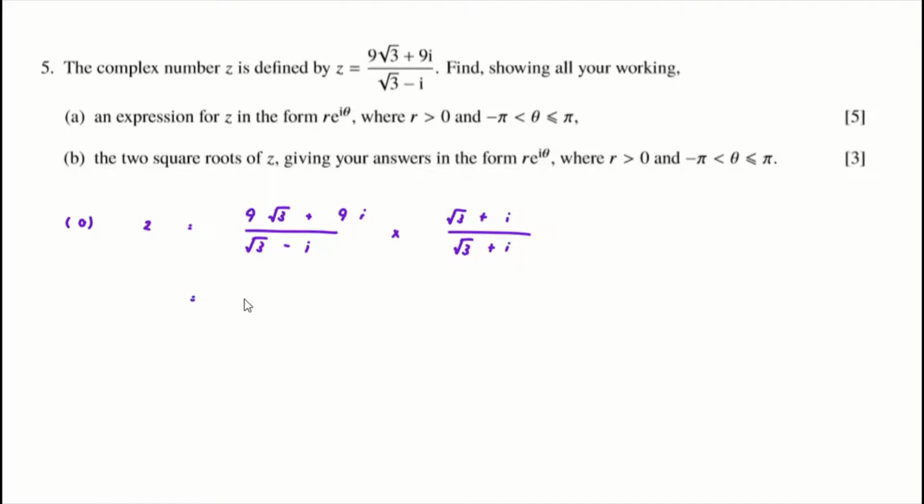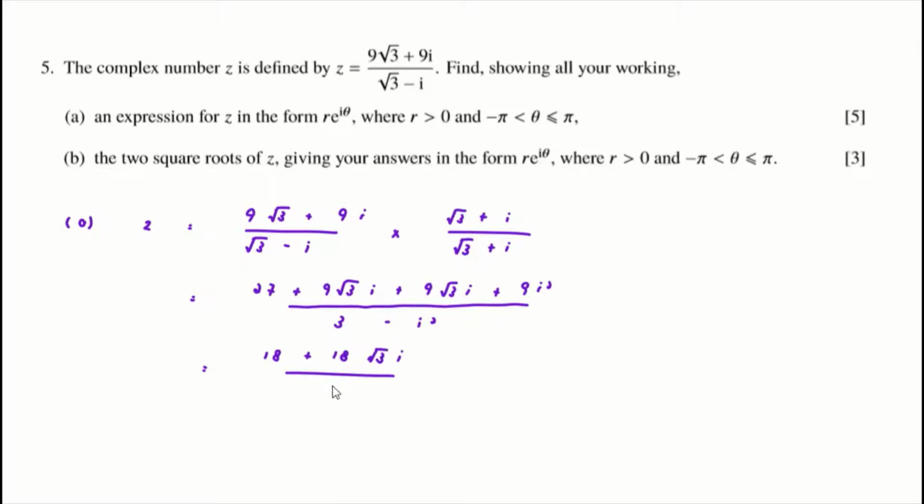Alright, so let's try to expand it. So we have 9 square root 3 times square root 3, so we get 27. Plus 9 square root 3i, plus 9 square root 3i, and plus 9i squared over square root 3 times square root 3, we get 3. So minus and plus, you get nothing there, then minus i squared. Okay, so we have 27 minus 9, that's 18, and then plus 18 square root 3i over 3 plus 1, that's 4. So let's try to simplify it.